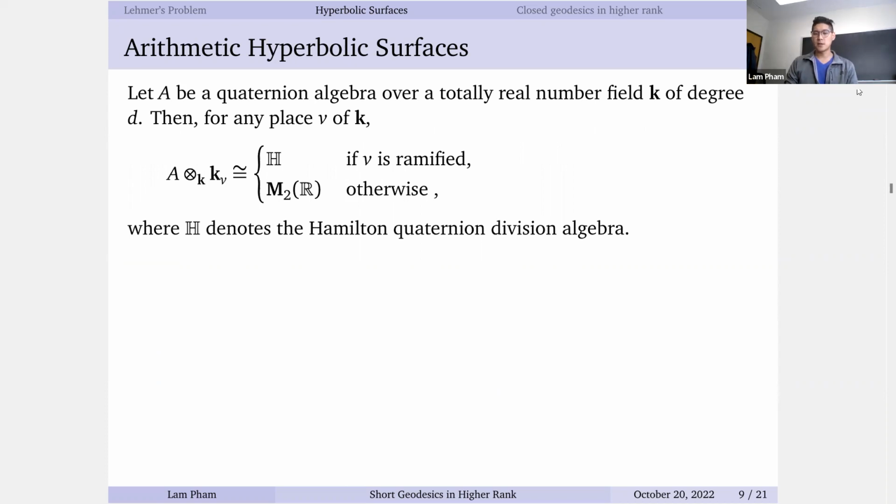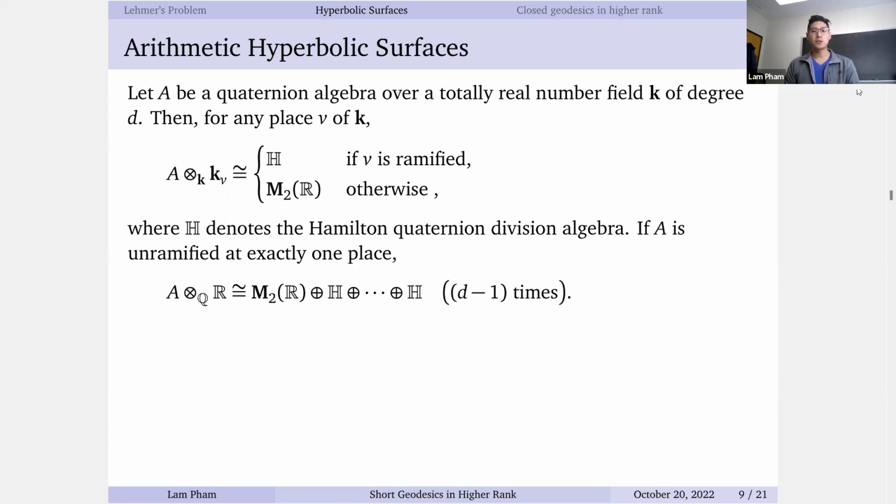And for any place of your number field, the quaternion algebra extends to either become H or M2R, the 2x2 matrices over R. And H here is the Hamilton quaternion division algebra. So this is the general definition for central simple algebras. In this case, we just care about quaternion algebras. So when you look at the A tensor, the completion of K with respect to some embedding, either you get a split case and you get the matrix algebra over R, or you get the ramified division case and you get the Hamilton quaternion division algebra.